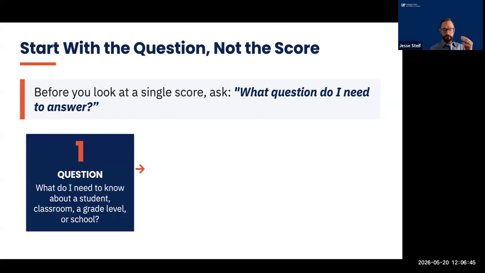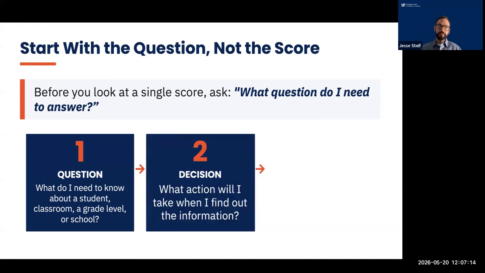So first we need to figure out what I need to know about an individual student, about a tier two intervention group, about a particular classroom or grade level, or a particular school. And once you've articulated that question to serve whatever purposes you need, then you want to figure out, okay, what action will I take when I find out the information, or when we boil it down and answer it?